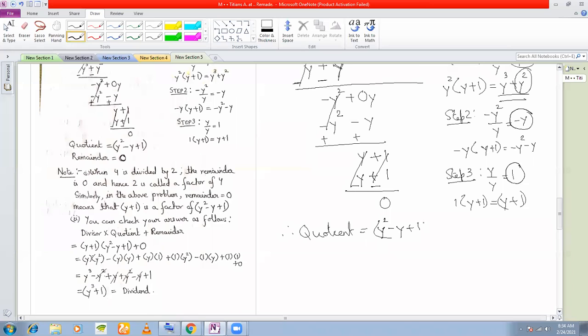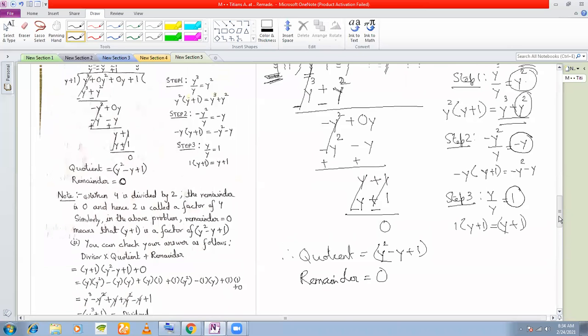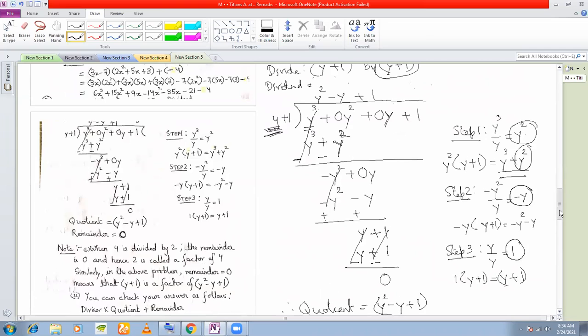So we have to show step 1, step 2, step 3 in the exam. You don't necessarily have to show. If you can do it directly, no problem. Okay. So that is it.